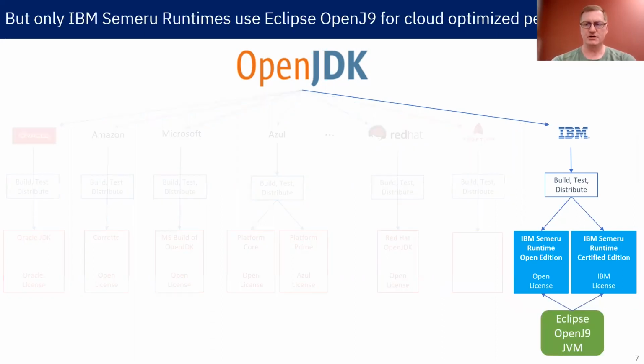I said that we're just like all the other vendors, but in a way, we're very different than all of the other vendors as well. There's only one JDK vendor that uses the Eclipse OpenJ9 JVM in its JDK, and that's our Semeru Runtimes. It really provides some very special performance characteristics that are well suited for running Java workloads in the cloud. This talk is all about explaining that to you and how we got there.